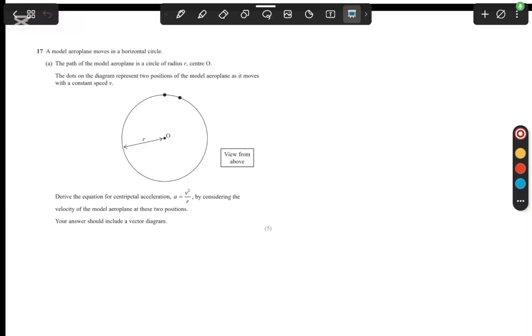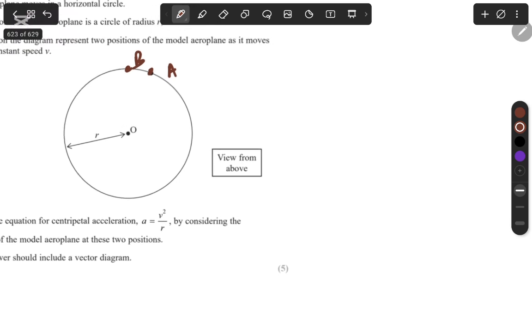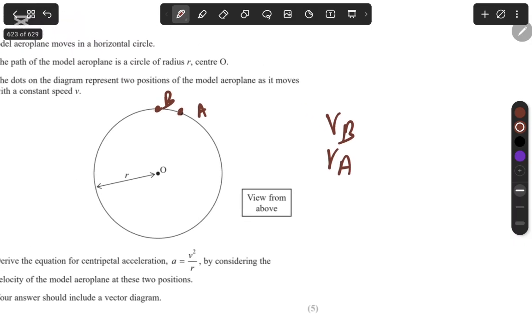Now we're going to be talking about centripetal acceleration. This type of question comes up a lot. I'm not really going to be reading it; since you are revising, you should know this. So let's say the object that we've got here moves from A to B. Velocity at A, VA, and then we've got velocity at B, VB.